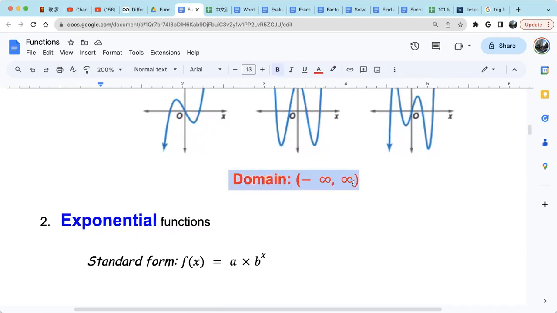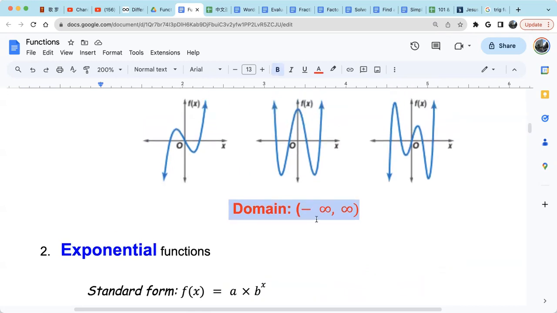So when we talk about function, we talk about domain. We talk about what kind of value of x works for the function. That's called a domain. For polynomial function family, it's very nice. All real numbers work for it.